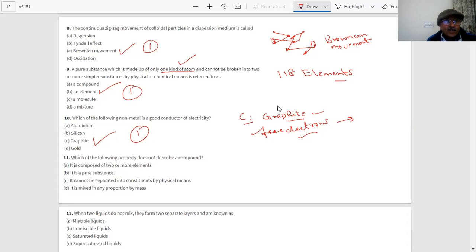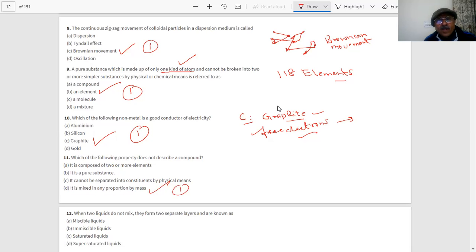Your answer is correct. Which of the following properties does not describe a compound, students? It is composed of two or more elements. It is a pure substance. It cannot be separated into constituents by physical means. The fourth choice: it is mixed in any proportion by mass. That is the right, third part. Sir, it is mixed in any proportion by mass. Correct answer given by Anya and Vidhi. So confident answer. Absolutely right. And full marks for that, students.